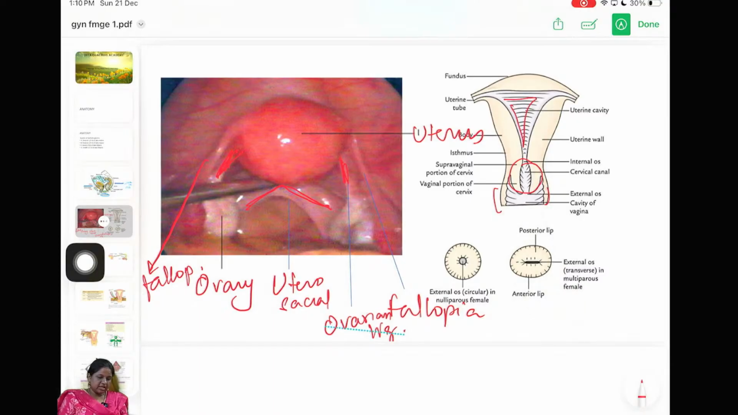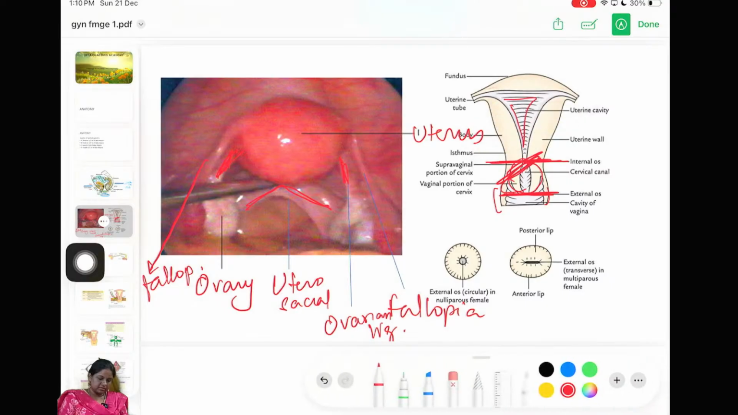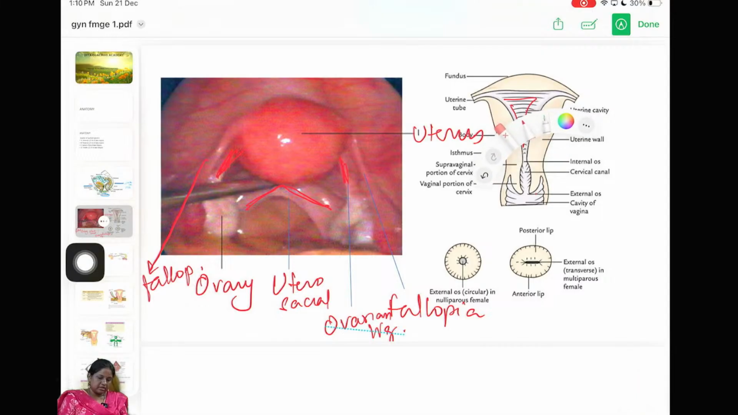This is the uterine cavity, and then this is the internal os, and this is the external os, the internal os of the cervix and external os of the cervix. And next, if you see this part, that is the vagina, the cervix which is lying above the vagina is the supravaginal part, and the cervix which is lying in the vagina is the vaginal part of the cervix.